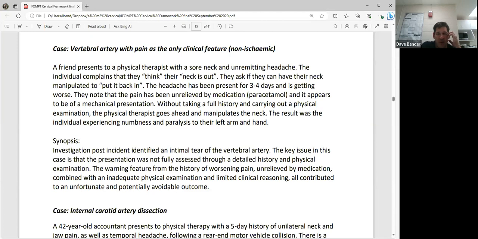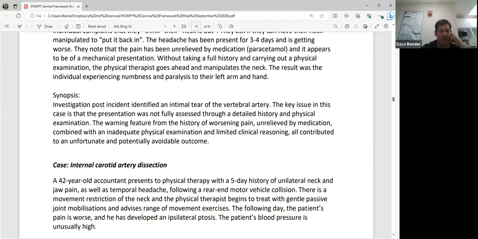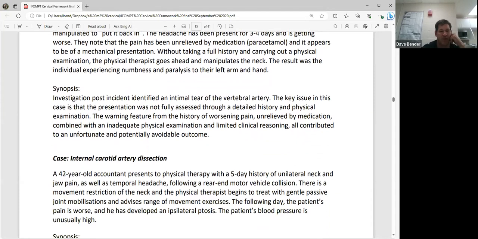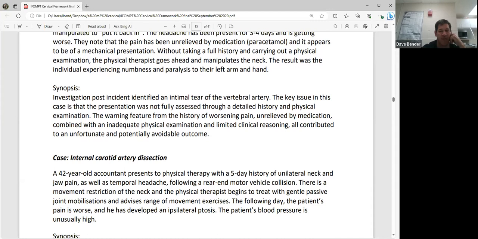He noted that the pain was unrelieved by medication, which may indicate that, okay, it's not inflammatory, and it appears to be a mechanical presentation. Without taking a full history and carrying out a physical examination, the physical therapist goes ahead and manipulates the neck. The result was an individual experiencing numbness and paralysis in the left arm and hand. So the moral of this one is never do friends a favor without checking them out.